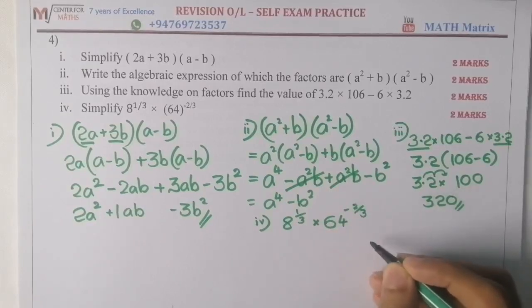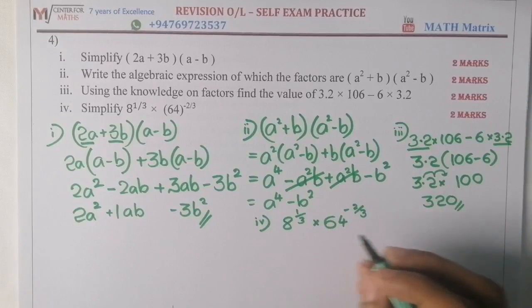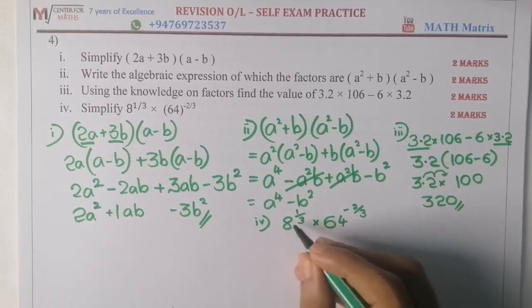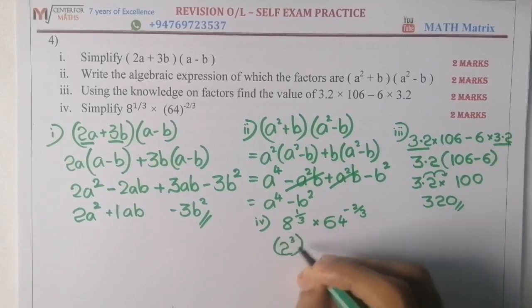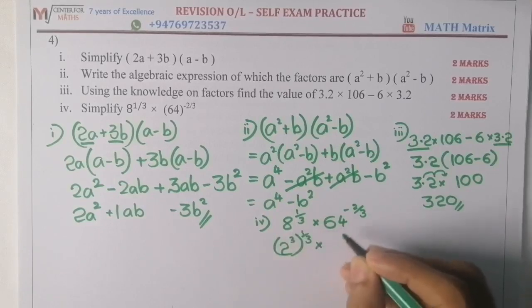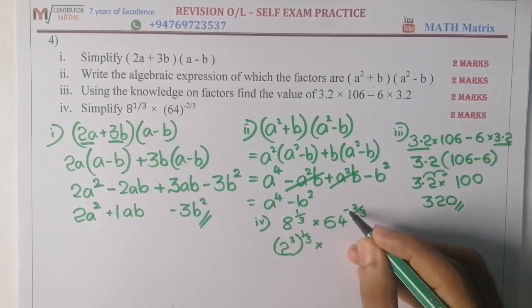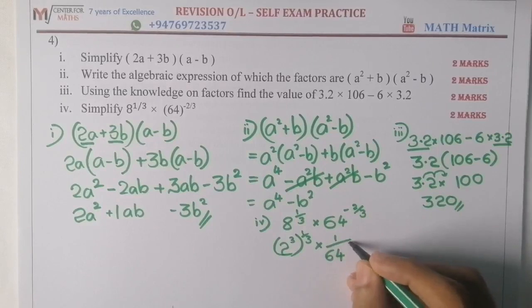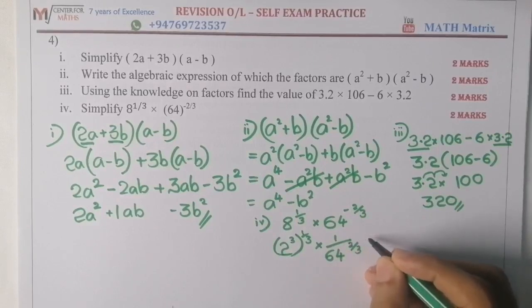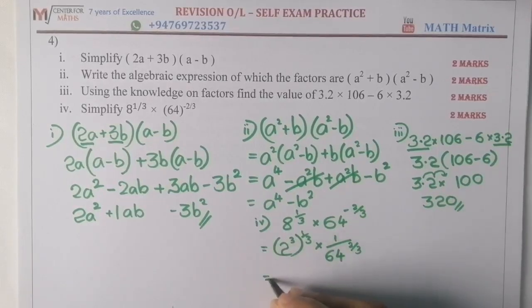So how to simplify this? What's your idea? Yes, we can do it like this. 8, can we write in terms of 2 as a power? Yes, 2 to the power 3, into 1 over 3. And for 64, the index is in negative sign. So what do we have to do to convert that into plus? We have to take that to the denominator, and 2 over 3. Right guys, so now what is the next step?